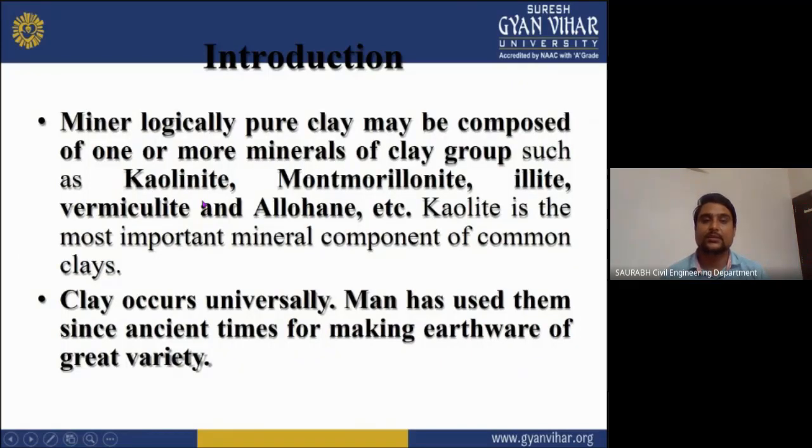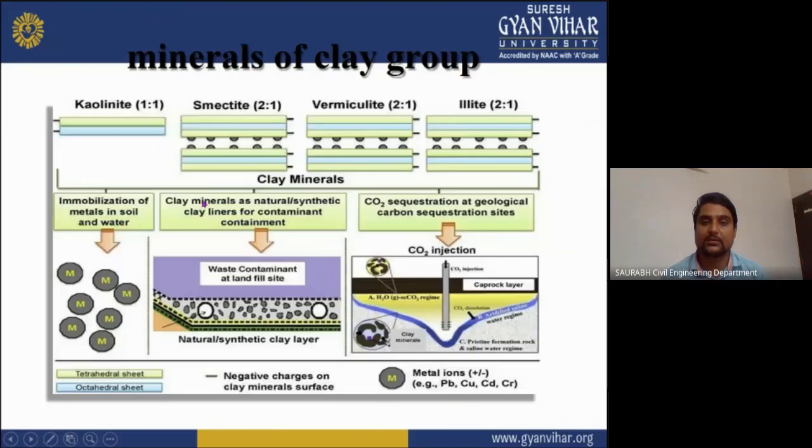Come to the introduction. Mineralogically, pure clay may be composed of one or more minerals of the clay groups such as kaolinite, montmorillonite, illite, vermiculite and allophane, etc. Kaolinite is the most important mineral component of common clay. Clay occurs universally. Man has used it since ancient times for making earthenware of great variety. So you can see these are the minerals of the clay group. The first one is kaolinite and illite, which are used for making this kind of product.